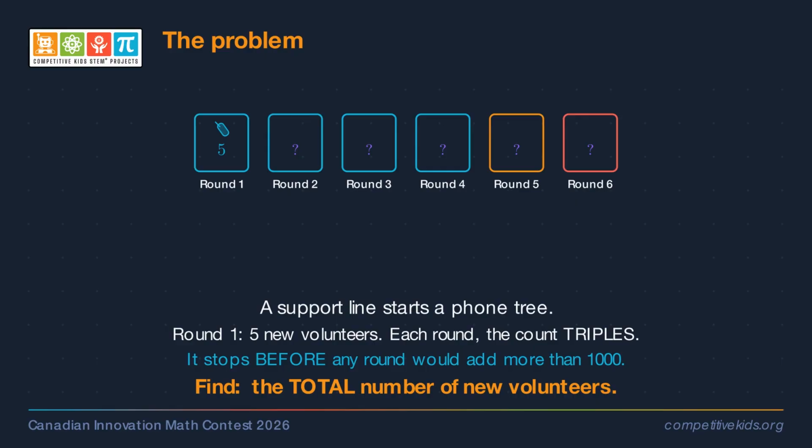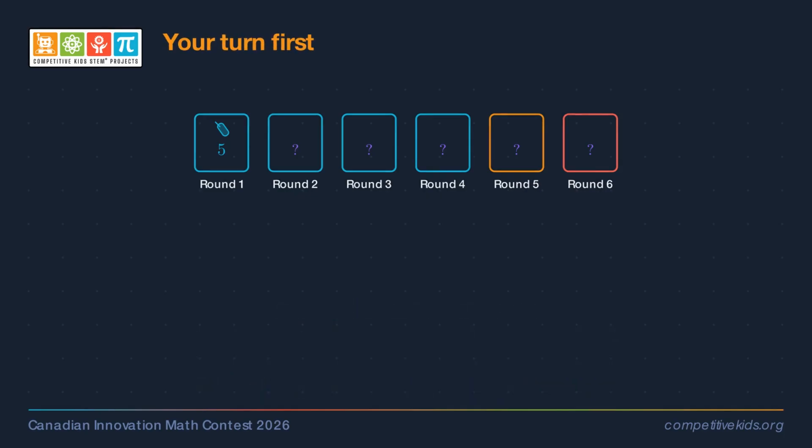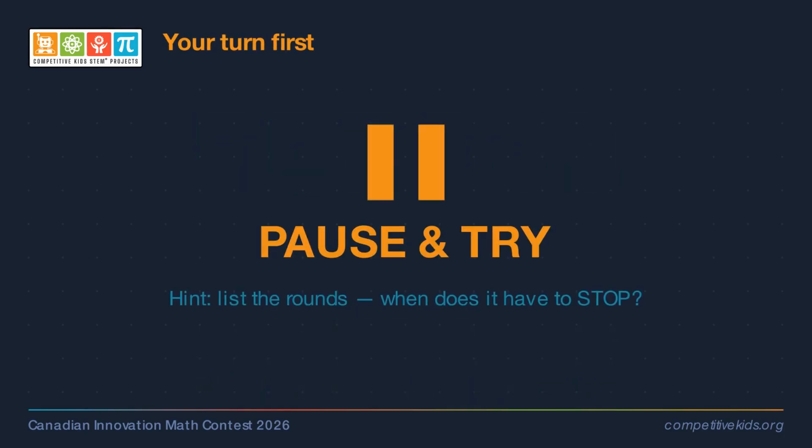The question: how many new volunteers join altogether? Pause the video and try it. There are 2 parts to think about. First, when does the tree have to stop? List the rounds out. 5, then triple, triple, triple. And second, once you know the rounds, how do you add them up cleverly? Pause now. I'll wait.